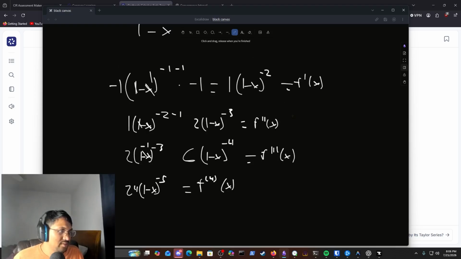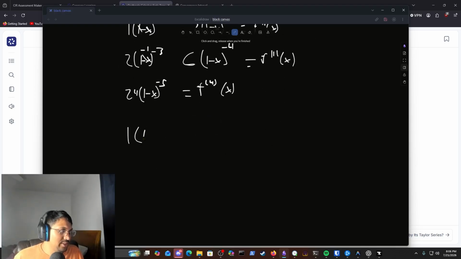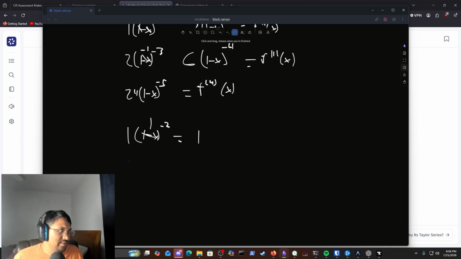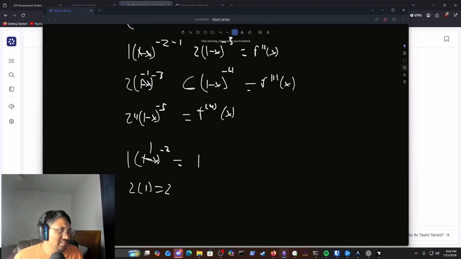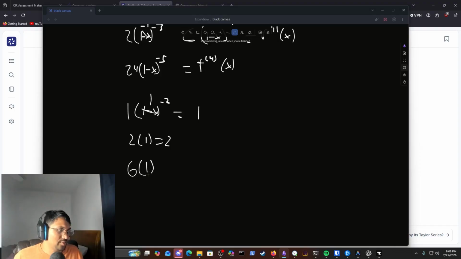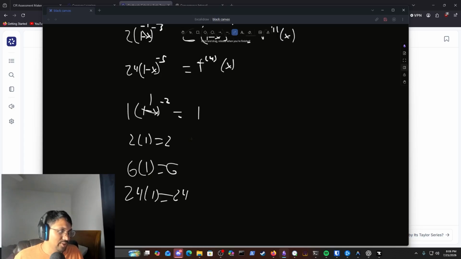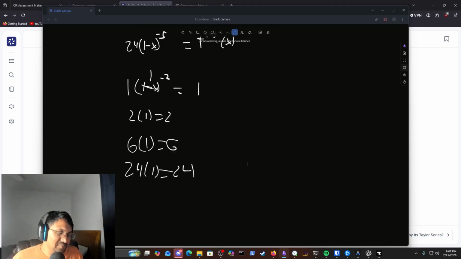So the first derivative was 1 minus x to the negative 2. This is just going to go to 1. 1 to the negative 2 is still 1, so it's 1. And then we have 2 times 1 minus x to the negative 3. Again, just going to be 2 times 1 equals 2. We have 6, so it's 6 times 1 equals 6. We got 24 times 1 equals 24, right? So we see that these are increasing, and now we just have to analyze what they're increasing by, and that'll tell us the coefficient expression.